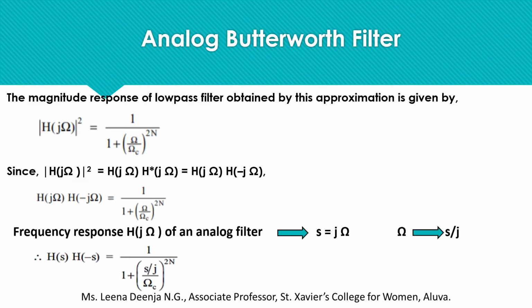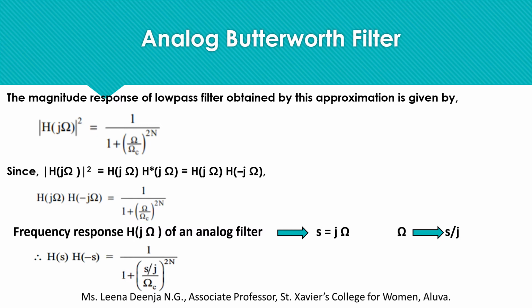The analog Butterworth filter is designed by approximating the ideal analog filter frequency response H(jω) using an error function. The error function is selected such that the magnitude is maximally flat in the passband and monotonically decreasing in the stopband. The magnitude response of the low-pass filter obtained by this approximation is given by |H(jω)|² = 1 / (1 + (ω/ωc)^(2N)).